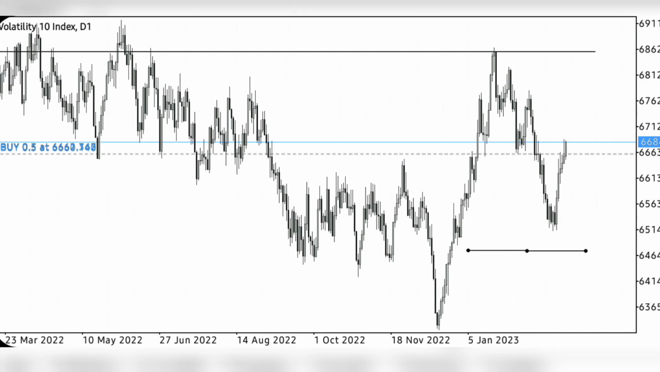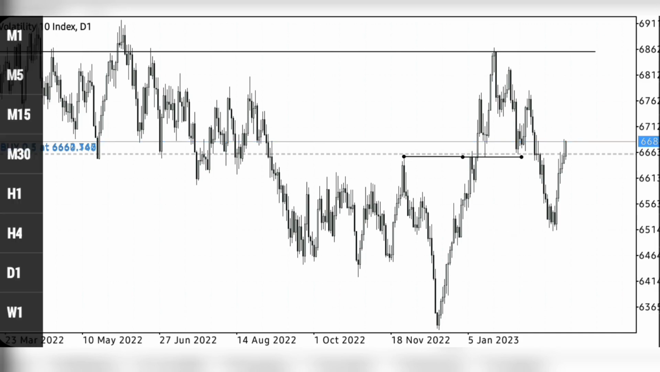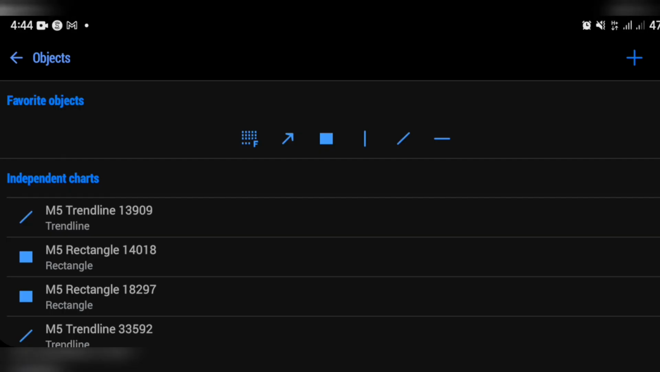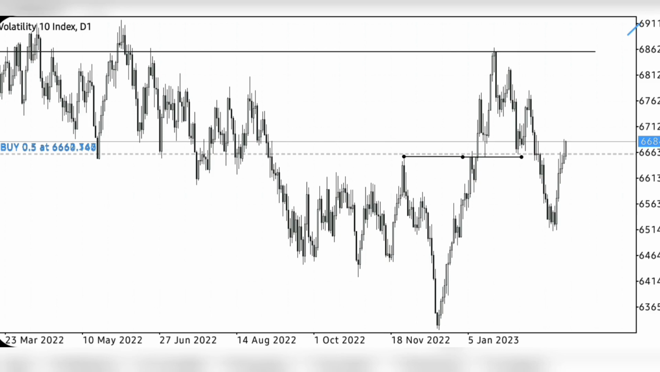I'm not going to count this as my first break of structure. I'm just going to count it as an intent for me to enter into the market. The market gave me an internal break of structure. Let me put it that way, an internal break of structure. This was where the market gave me an internal break of structure.